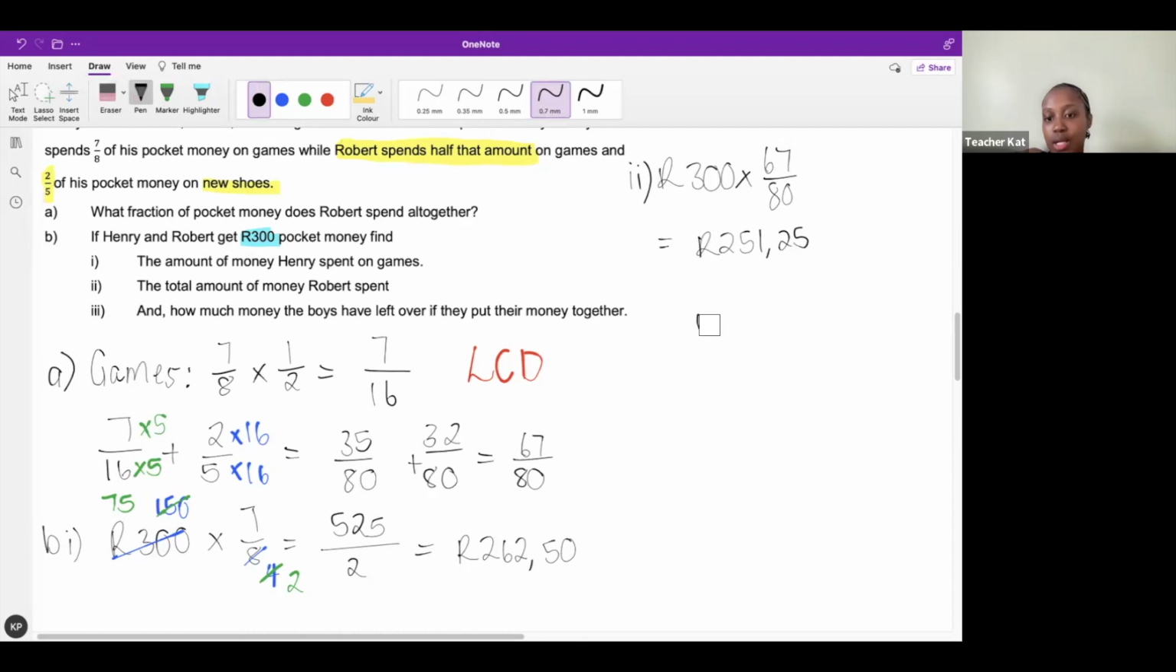And the last one says, how much money do the boys have left over if they put their money together? Let's start with Henry. How much does Henry have left over? So he had 300. What do we do? How would we calculate how much Henry has left over? We know he spent 200 and Emmanuel's hand is up, which is fabulous.